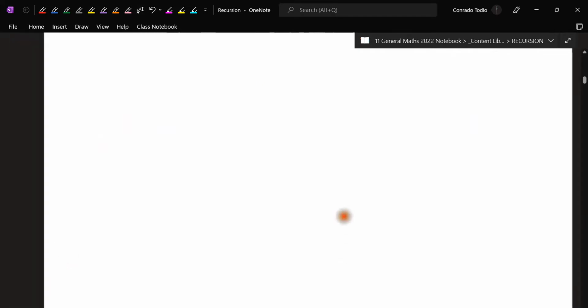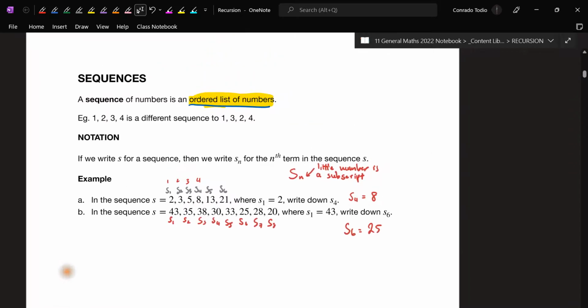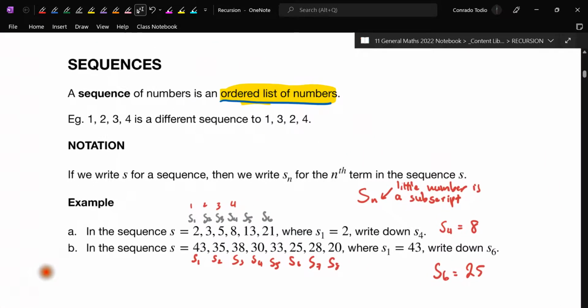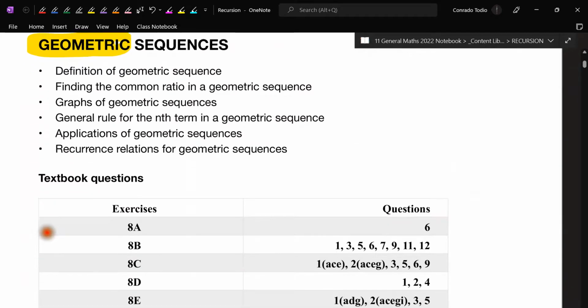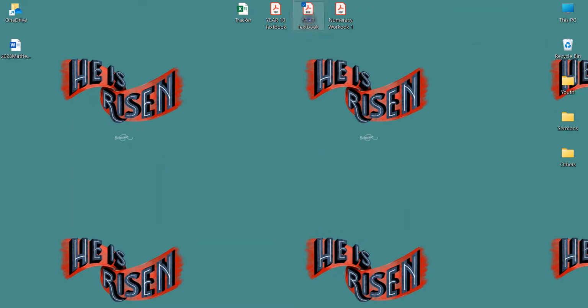Let's go to the next part. Okay, I think that's actually it for that. So what we'll do now, okay, is I think it's already straight to exercises. So we're going to look at 8A. It only says question 6, but I would like you to do more than that.